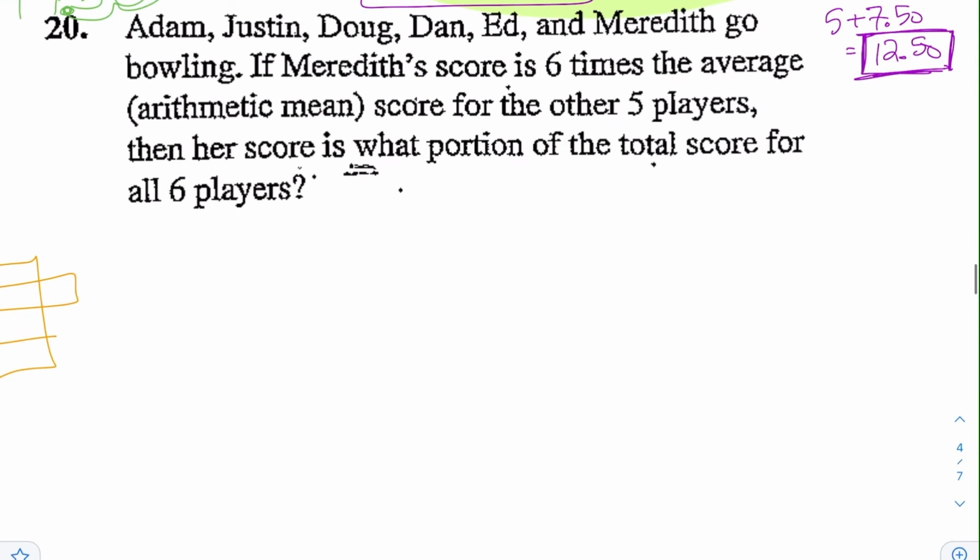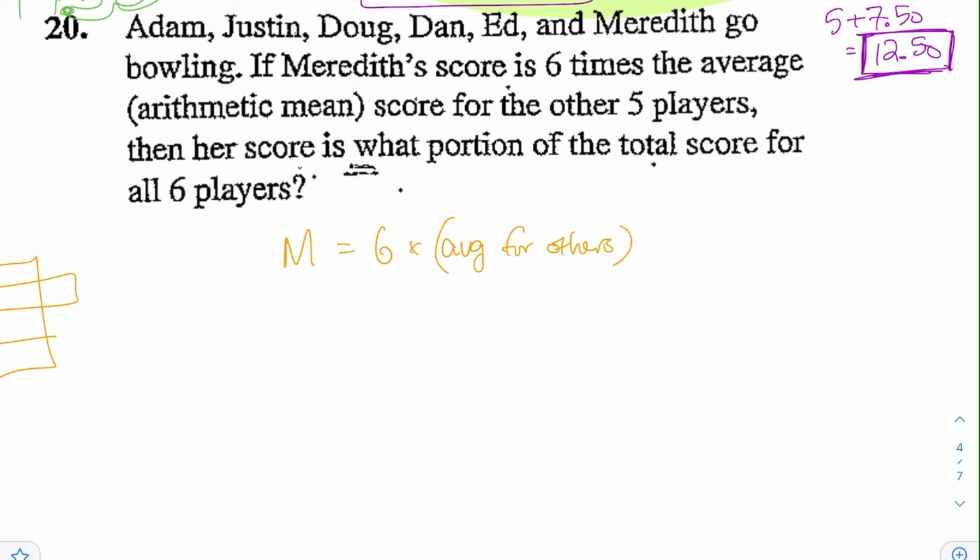Next, for number 20, Adam, Justin, Doug, Dan, Ed, and Meredith go bowling. If Meredith's score is 6 times the average, the arithmetic mean score for the other 5 players, then her score is what portion of the total score for all 6? So we don't know what their scores are, but we know that Meredith's score is 6 times the average. So M for Meredith is 6 times the average for the others.